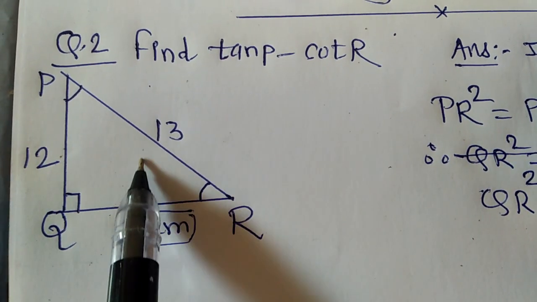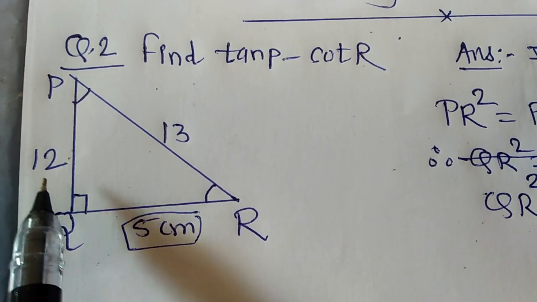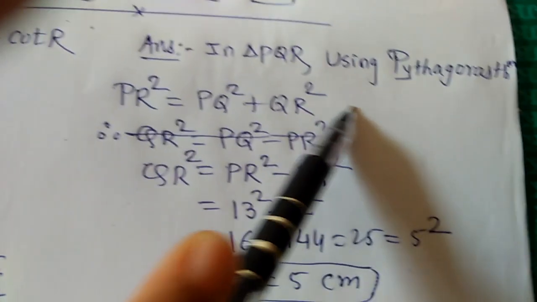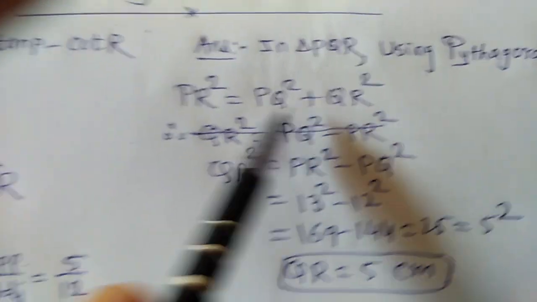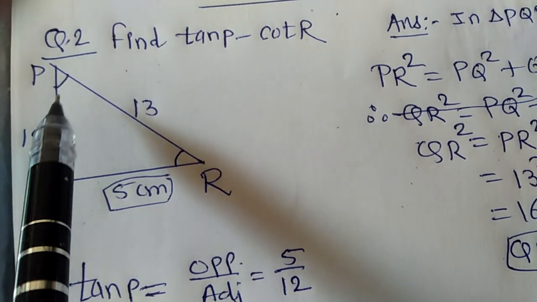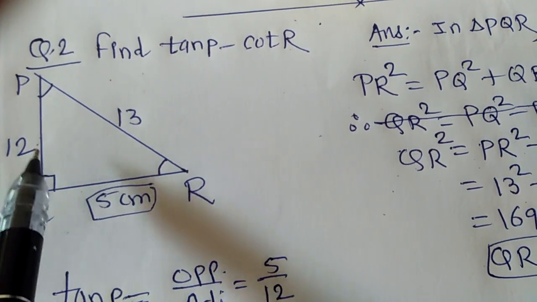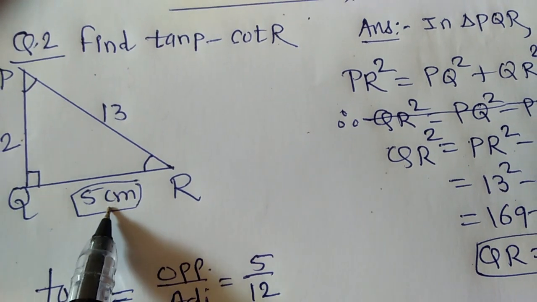Now again this is a right angle triangle. Two side lengths are given, the third is unknown. Again we use the Pythagoras theorem. Using Pythagoras theorem, what do you have? PR square is PQ square plus QR square. See, PR is the hypotenuse. PR square is equal to PQ square plus QR square.